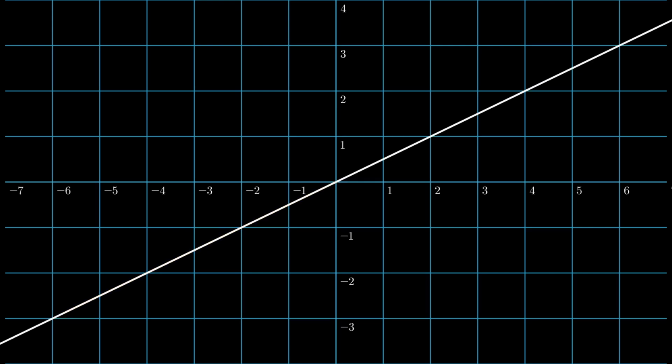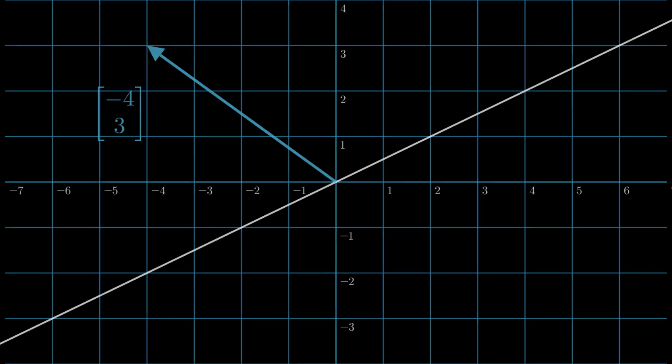So what if I had negative 4, 3? How do I get to it? Well, I can't, since it doesn't lie on the line. Therefore, these two vectors cannot fill the space of R2. They only produce vectors that lie on this line.